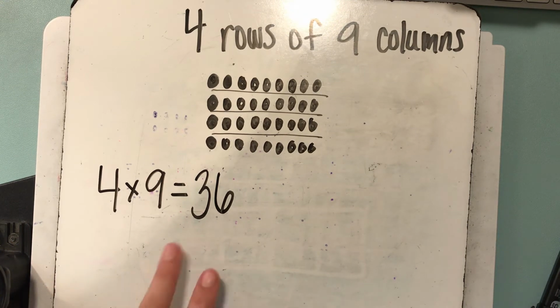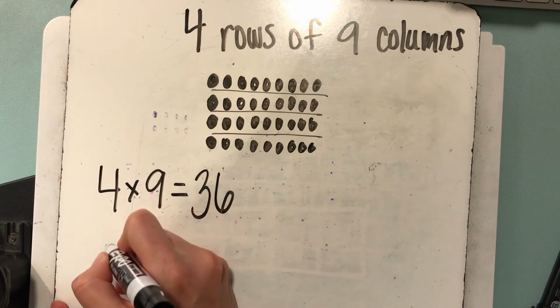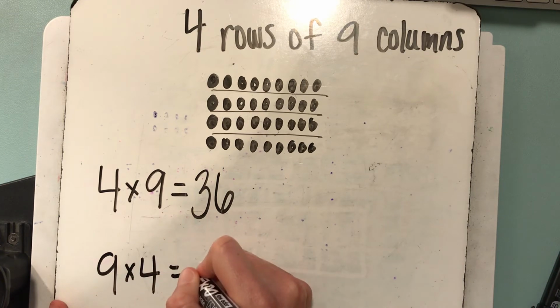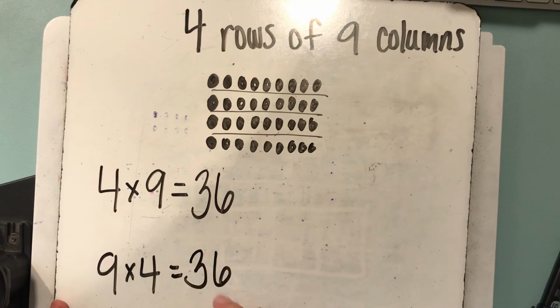Now we need to draw the flip of those factors. So we're going to flip the factors. What is it going to be? It's going to be 9 times 4 equals, is it still the same answer? Always. In the commutative property, it's always the same. Now, so we wrote our 2 equations. Now we're going to draw a tape diagram for this.